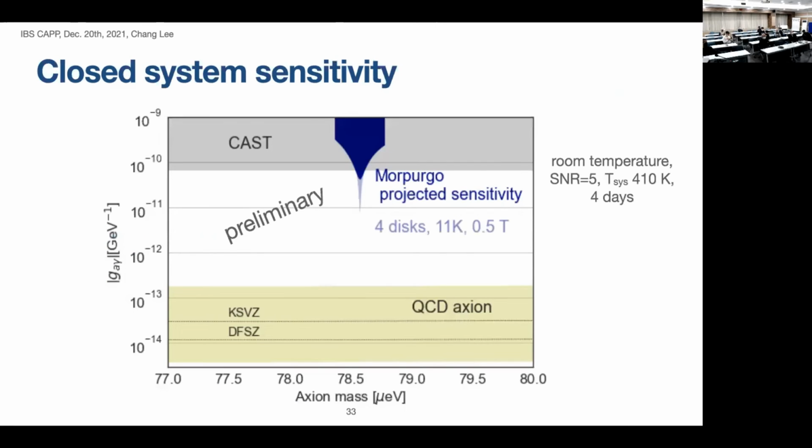And this is the predicted sensitivity of the Morpurgo measurement. The axion mass is about 19 gigahertz, and this is the axion coupling. There's the CAST limit and the QCD lines. The Morpurgo will slightly punch through the CAST limit. This is already exciting. It's small, but this is for the first time. This is for the case with a signal to noise ratio of 5 and the system temperature, basically room temperature plus the amplifier noise. I think we are already doing better than this one, with just 4 days of measurement.